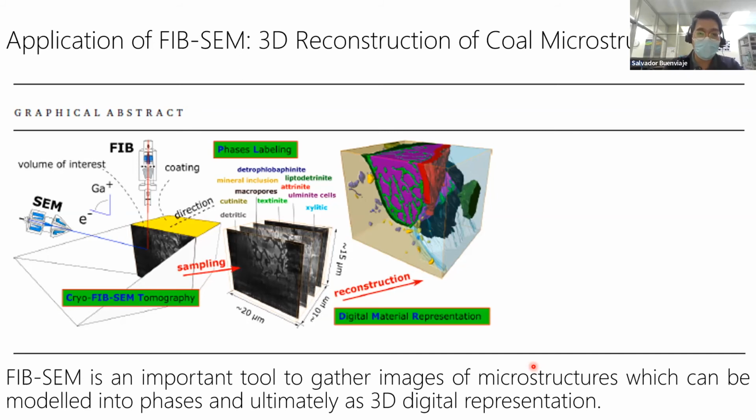It can be used to analyze in detail the 3D structure of coal samples. So in this paper, this is the actual paper that I'll be reporting, the FIBSEM is used as a tool to reconstruct the 3D structure of lignite, which is a type of coal.